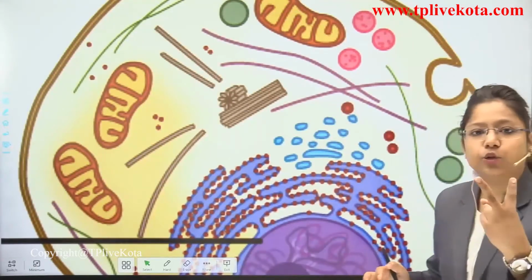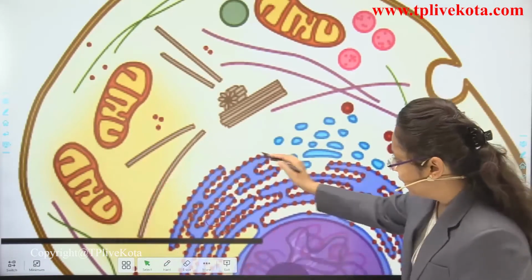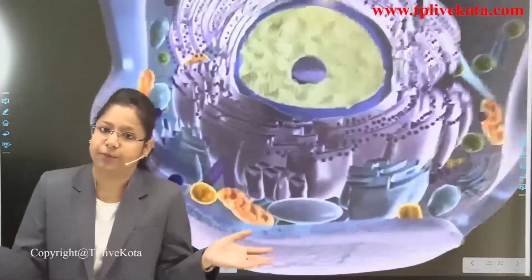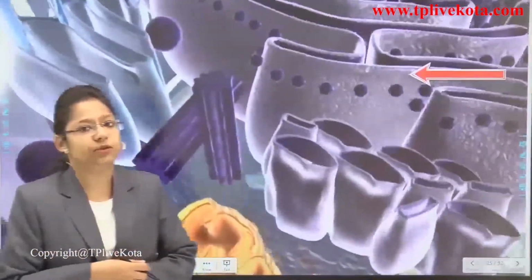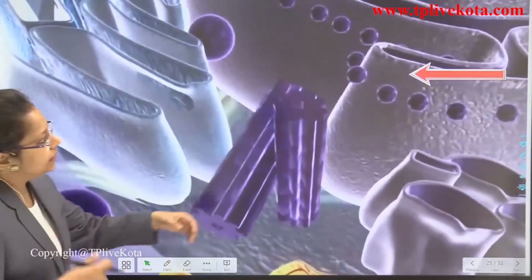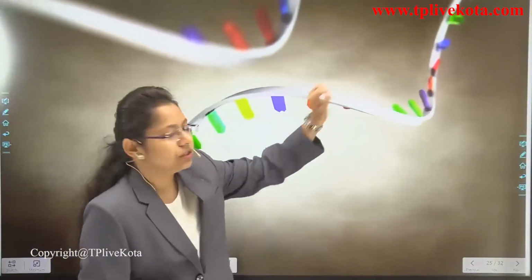Now there are two types of endoplasmic reticulum, one is the rough and the other is the smooth. Rough endoplasmic reticulum is rough because of the presence of ribosomes over it, and smooth does not contain ribosomes over it. You can see here these small globular structures are ribosomes. They do the function of protein synthesis.